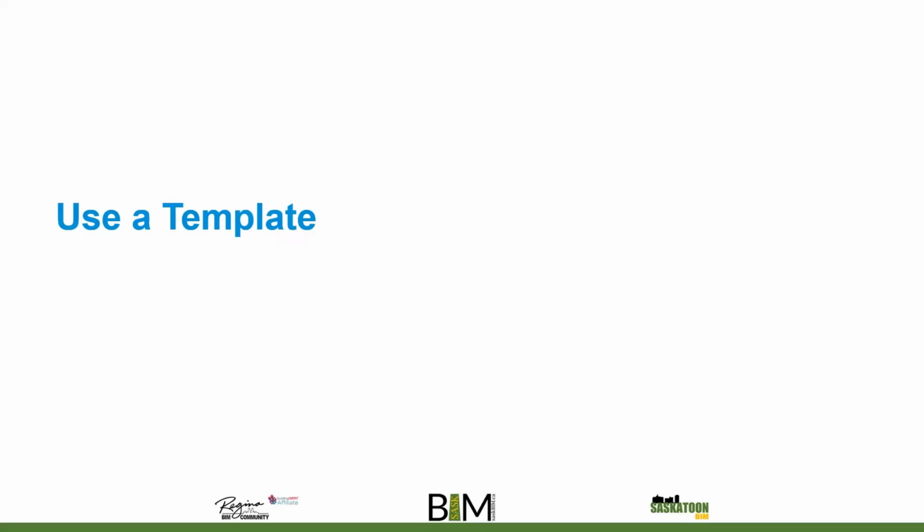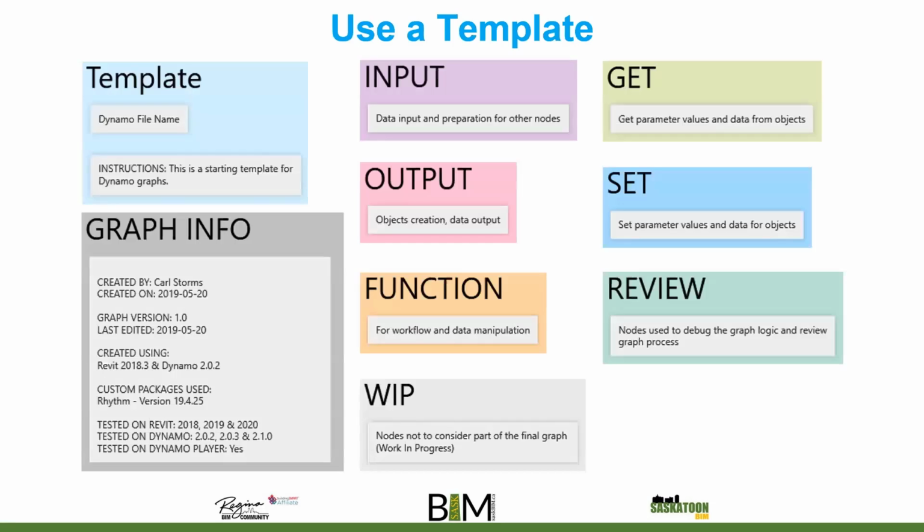Use a template. This is another pro tip, if you will. We've seen some of this before, but a template might look like this. A template can be a couple things. For most people, it's going to be a graph, a DYN, that when you start a new graph, you begin with that template, and it has information like this in there. It allows you to put information, who made it, when they made it, what's the purpose, and we can group things based on a color. When people see that color, they know this is an output or an input or something to that matter. So it allows you to organize your graphs.